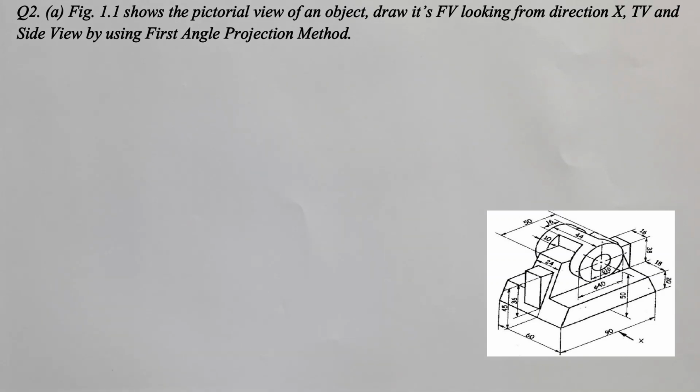Question number 2a. We have to draw the orthographic projections of the given image. This object is given in such a way that you will be having its left hand side view. So apart from front view and top view, you have to draw the side view as well, using the first angle projection method. As per first angle projection method, the left hand side view is drawn on the right.